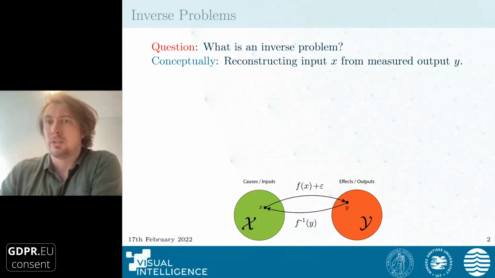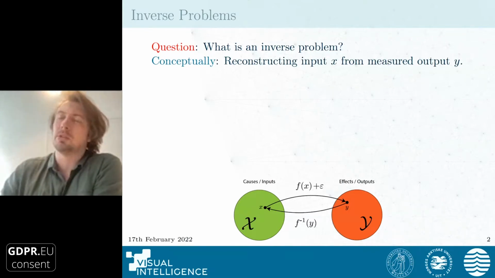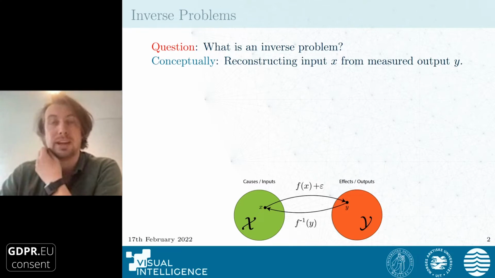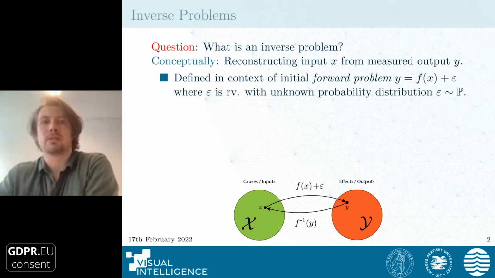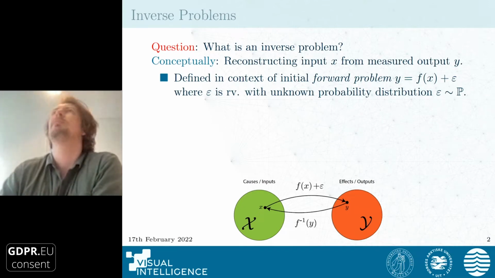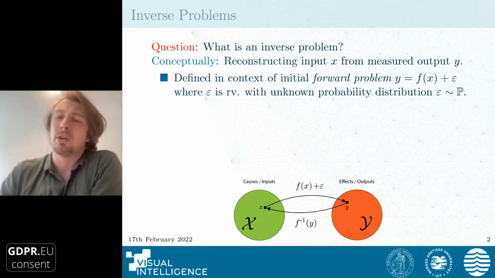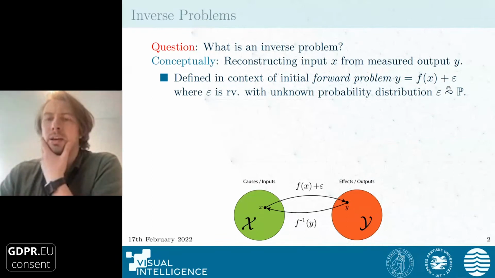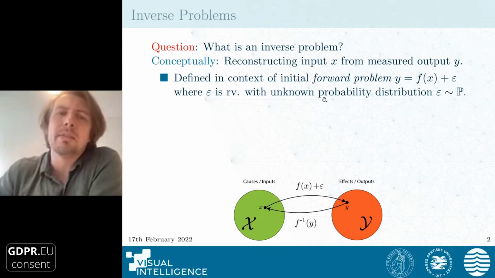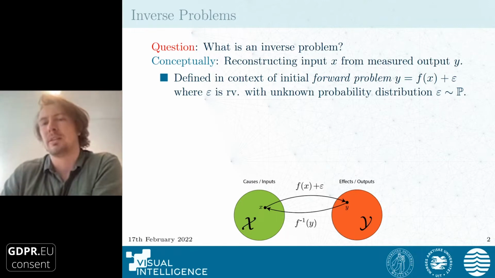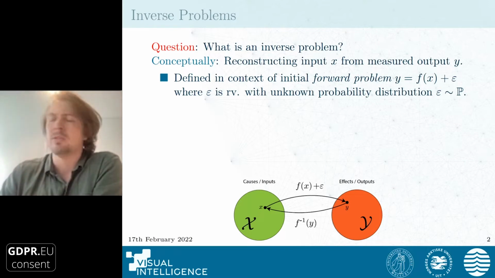So we have some measurement of some sort, and then we're trying to reconstruct the causes of this measured effect. These are commonly defined in the context of some initial forward problem. And these forward problems are commonly considered a data generation model, where we consistently consider this extra term epsilon here, which is a random variable. So we're assuming that the measurement has some sort of measurement noise, or there is some sort of uncertainty related to the measurements.